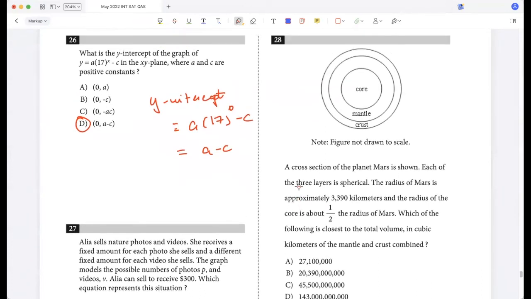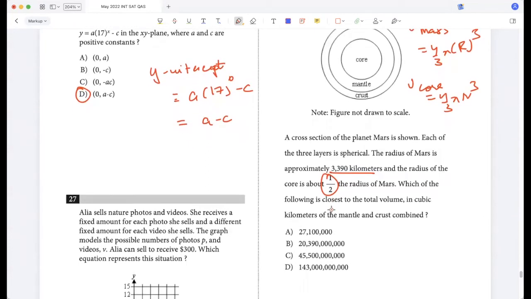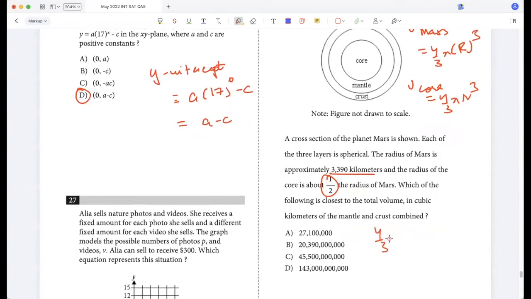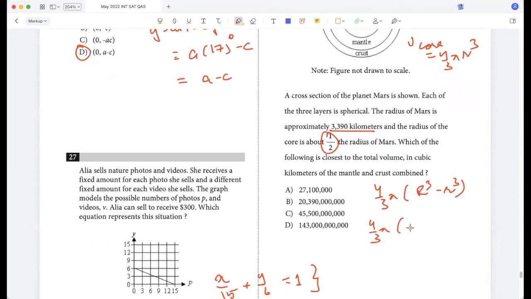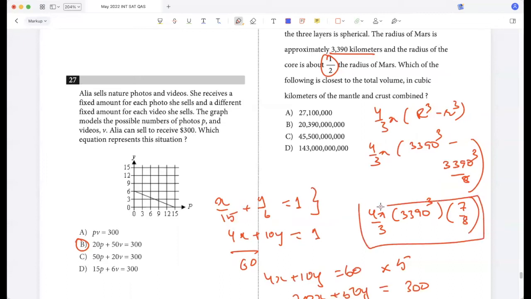Okay, so the volume of the planet will be 4 by 3 pi capital R cube, where capital R is this. And the volume of the core will be 4 by 3 pi small r cube, where small r is half of that. So the volume of the mantle and the crust will be the difference. So 4 by 3 pi, capital R cube minus small r cube. So that's 4 by 3 pi, 3390 cube minus 3390 cube by 8. Because it's cube, right? So 1 by 2. So if I take 4 by 3 pi 3390 cube common, 1 minus 1 by 8 is 7 by 8. So this should be my answer when I plug it in.